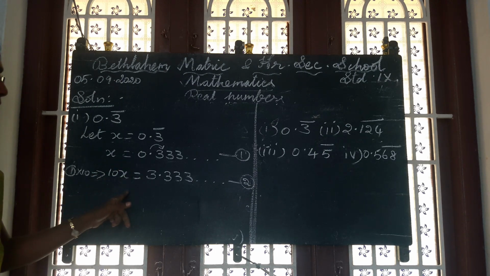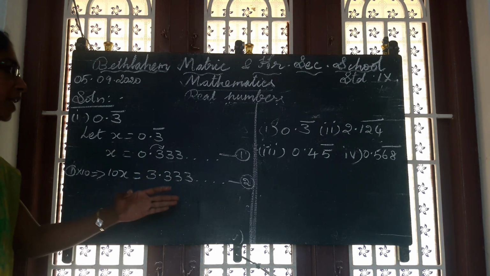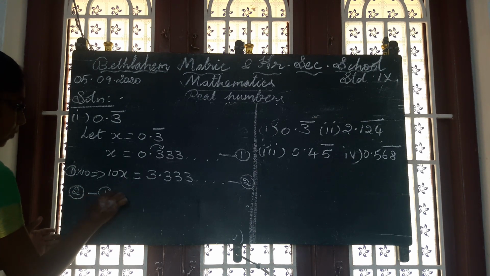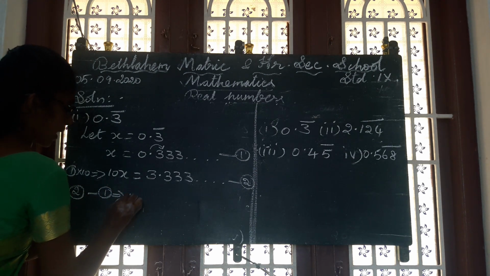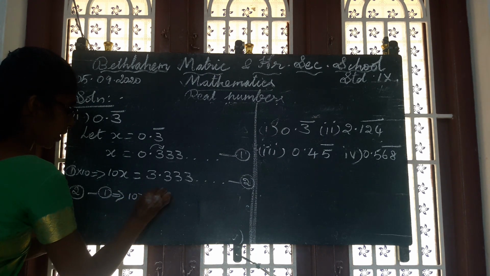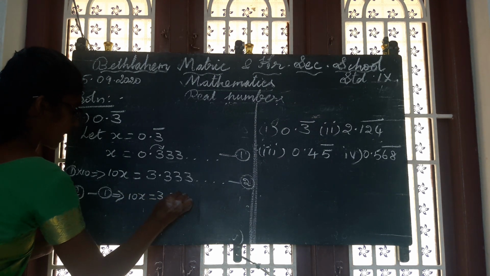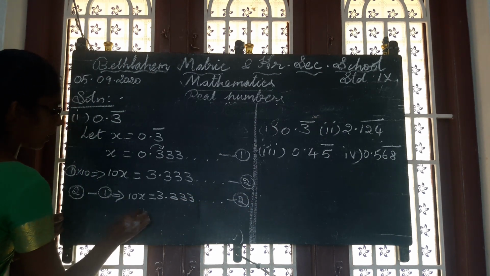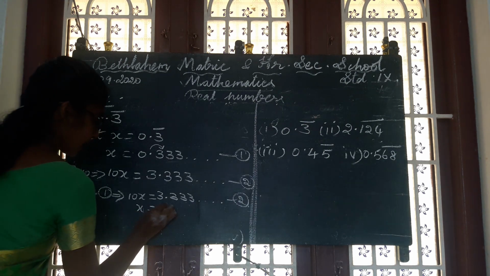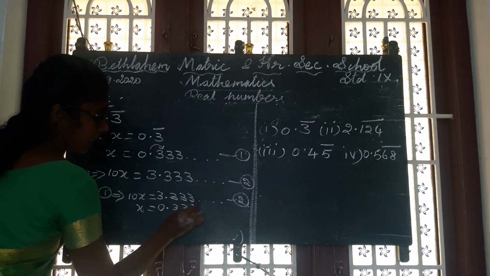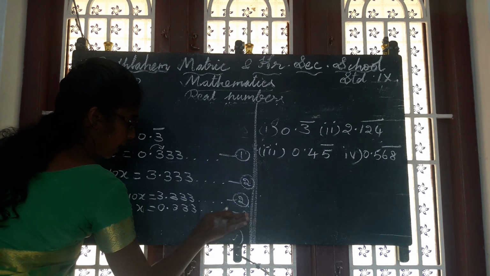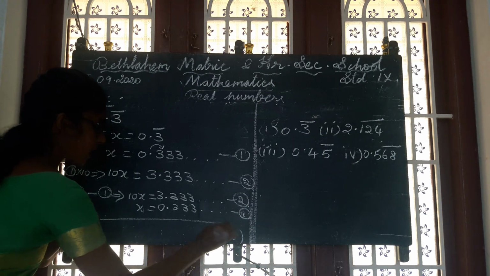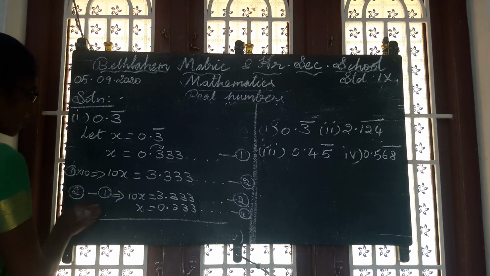Then we have to solve these 2 equations. You have to subtract equation 2 minus 1. Equation 2: 10x is equal to 3.333 etc. What is equation 1? x is equal to 0.333 etc. Okay, equation 2 minus 1. Subtracting term by term, what will we get?